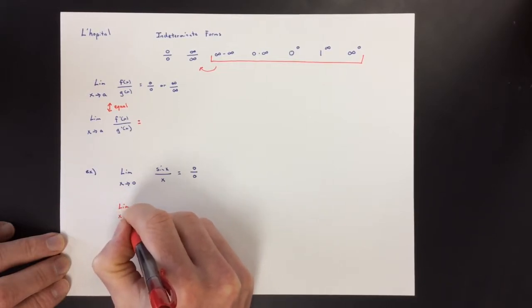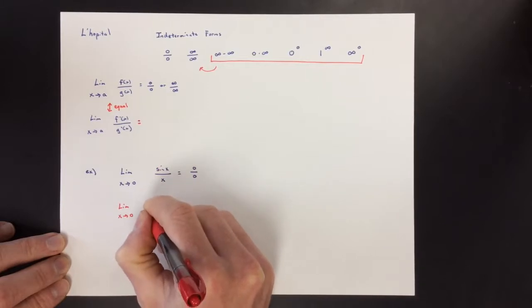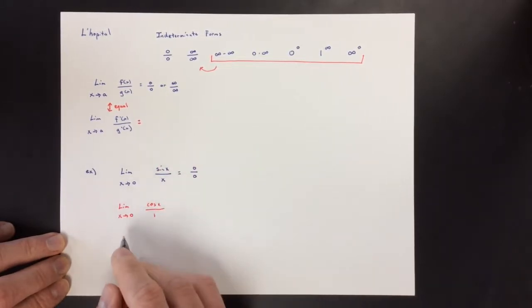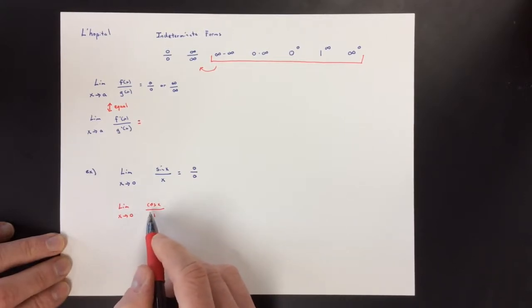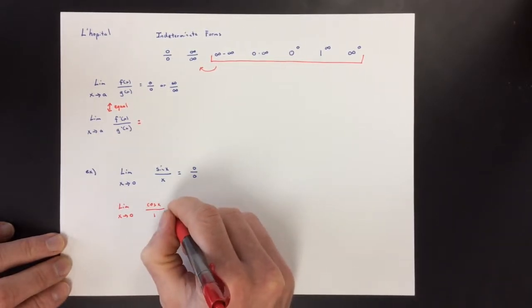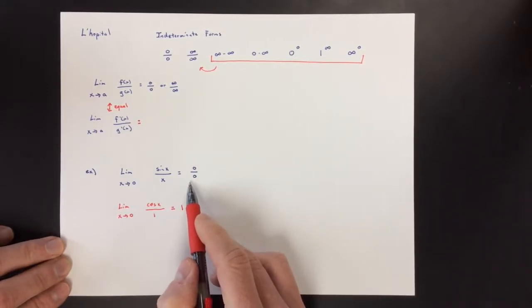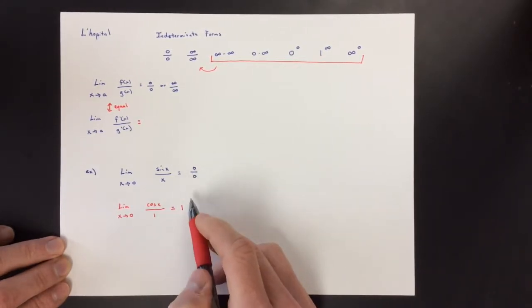So if you apply L'Hopital's, we can then look at the limit as x goes to 0 of the derivative of the top, which is cosine, and the derivative of the bottom, which is 1, and look at this limit. The limit of this, cosine of 0 is 1, 1 over 1 is 1, and we go cool, which means this particular version of 0 over 0 is actually equal to 1.